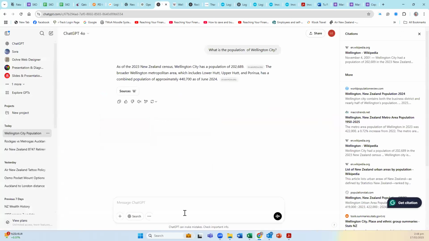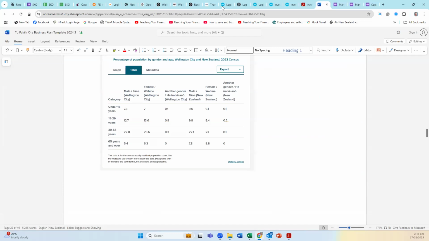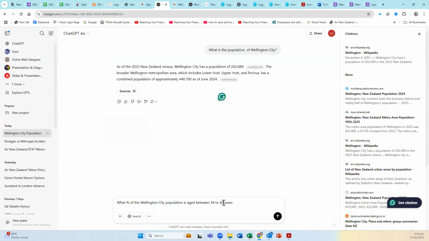So we might be able to see where they can give us some more information. So, okay, what percentage of the Wellington city population is aged between 34 to 60 years? Did we say 34 to 60? Let's have a look. Was it 35 to 64? Years old.